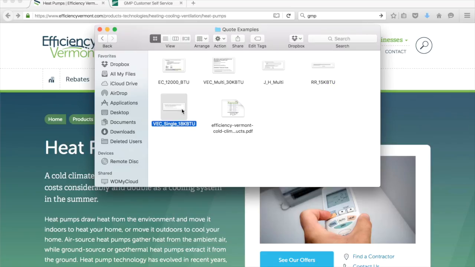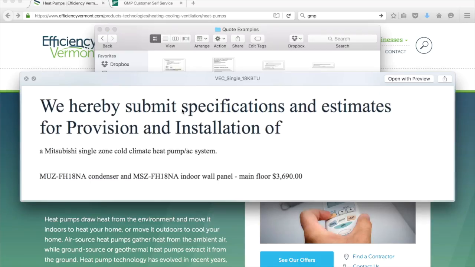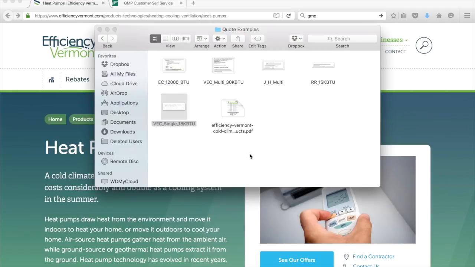I went back to one installer, and they came in with a Mitsubishi 18,000 BTU cold climate heat pump for $3,690, and we're very happy we chose this installer. And I'll show you in the next page what happens when you choose an installer and some of the benefits you get.